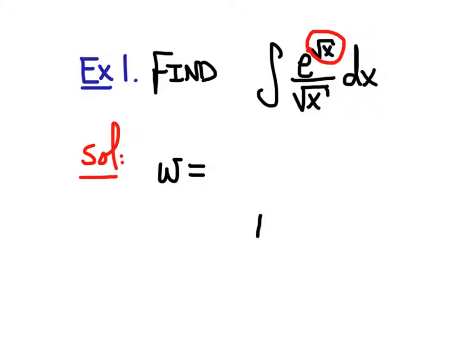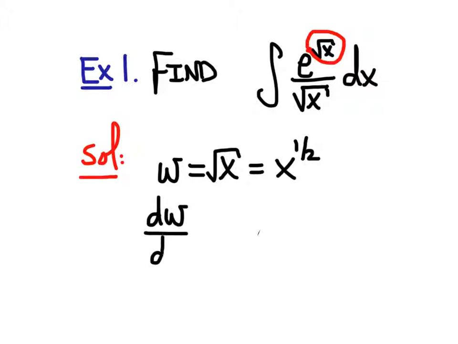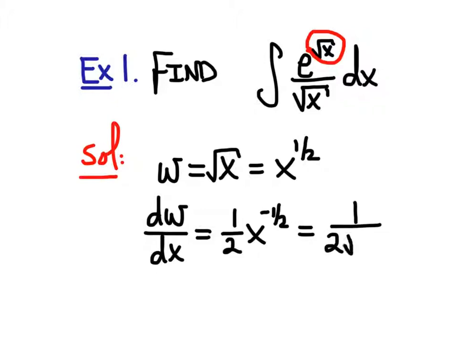So in our case here, we're going to set w equal to the square root of x, and it's very helpful to rewrite this from radical form to exponential form, so we have x to the 1/2. The next step is then to take a derivative of w with respect to x, so you get 1/2 x to the minus 1/2, which if we rearrange this is 1 divided by 2 square root of x.